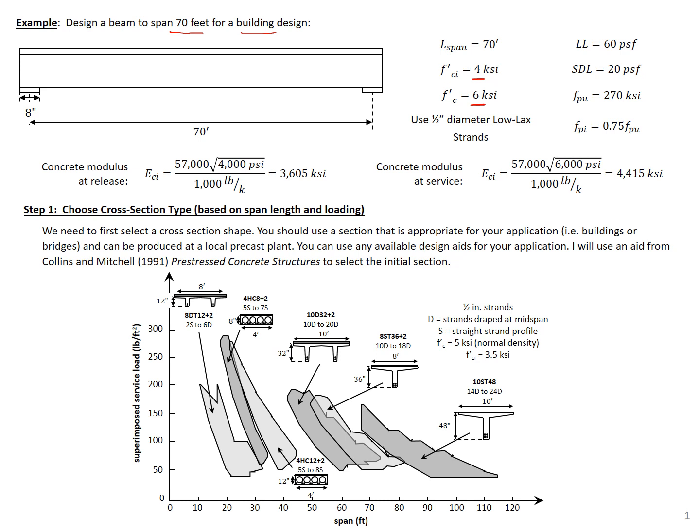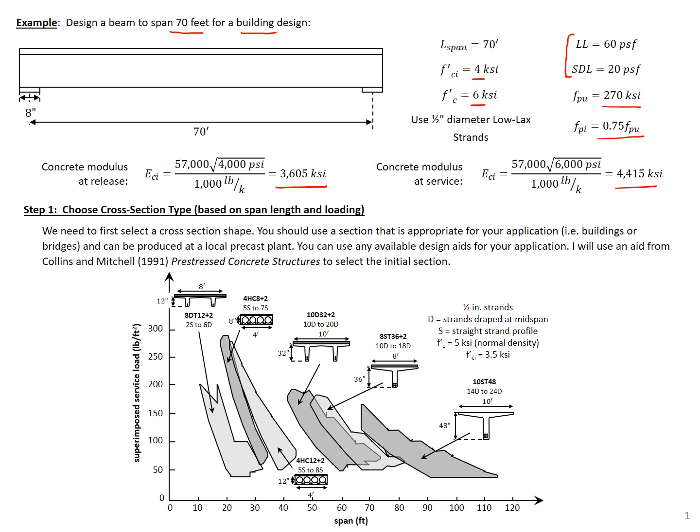We're also given our loading. So we have a live load of 60 pounds per square foot and a superimposed dead load of 20 pounds per square foot. We're going to use conventional prestressed steel strands with 270 KSI ultimate strength, and we'll tension them to 0.75 times the ultimate strength. You can see I calculate the concrete modulus at the time of release and at service for us.